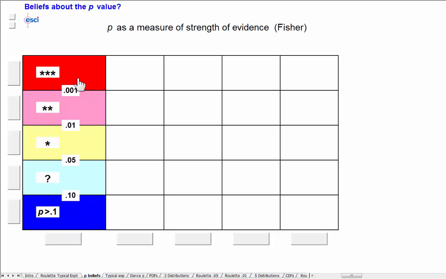They probably think of the p-values in terms of bands, like 3 stars up to 0.001, 2 stars less than 0.01, 1 star. Between 0.05 and 0.1, that sort of grey area, not quite statistically significant, or p greater than 0.1. And I can identify those bands.